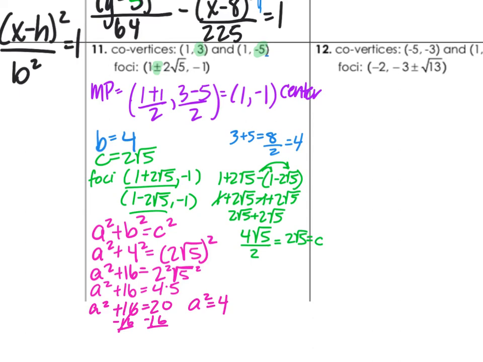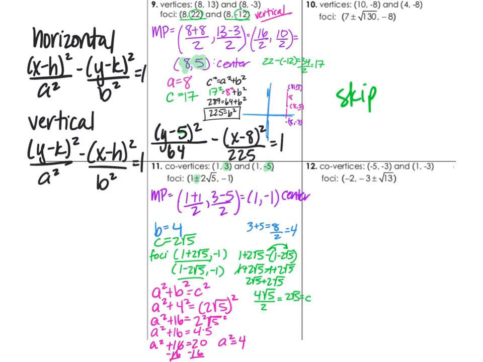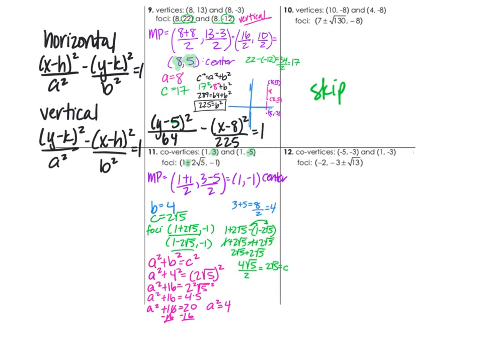Because now we need to put it into our equation. Oh, we haven't figured out if this is vertical or horizontal yet. So notice how our co-vertices, if you graph it like this, are going to be at 1, 3, and 1, negative 5. So our co-vertices are vertical. That means our vertices are going to have to be horizontal. So this is horizontal.